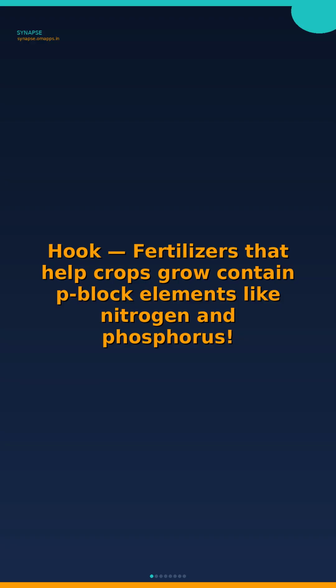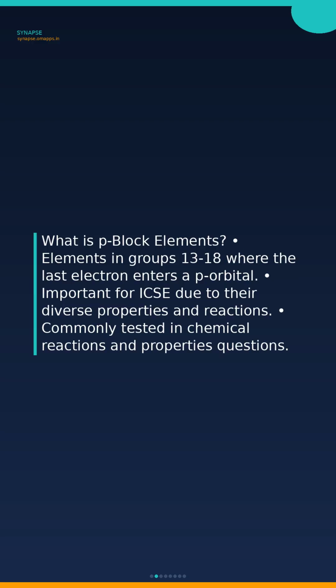They're the elements in the periodic table's groups 13 to 18, where the last electron enters the p orbital. These elements are super important for ICSE because they show up frequently in reactions and have diverse properties. You'll definitely see questions on them. Let's start with the general trends in the p-block.